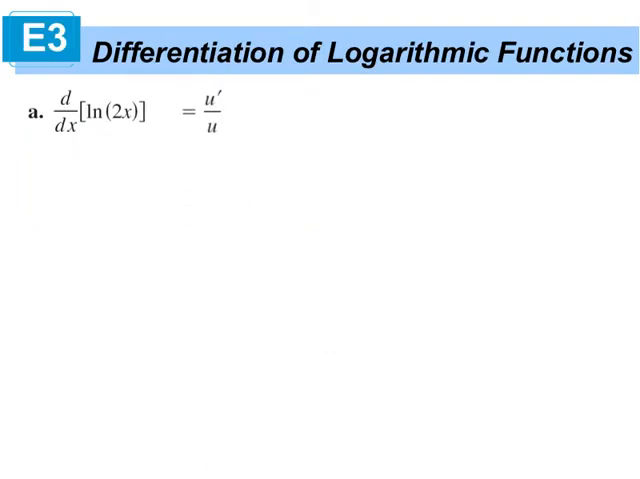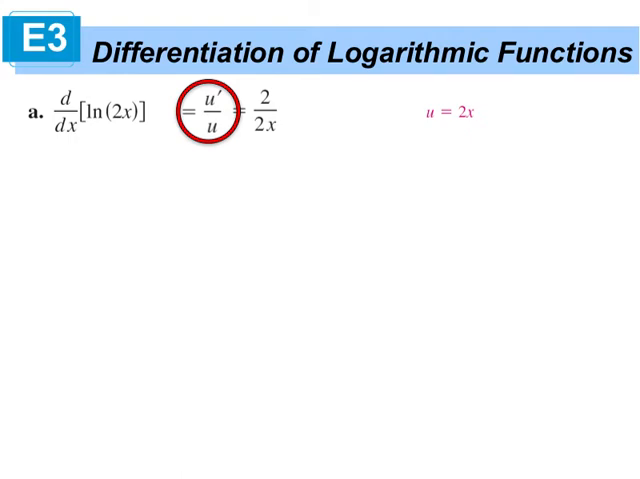Take the derivative of the natural log of 2x. What's u prime? Hold on, let's back up. What's u in this problem? 2x. So what's u prime? 2. What's u? 2x. 2 over 2x is 1 over x. Okay, don't overcomplicate this.